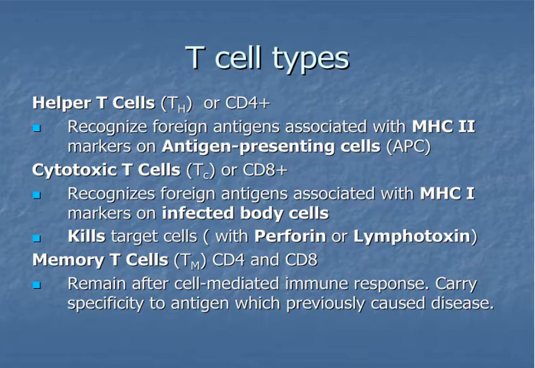On the other hand, cytotoxic T cells, their job is to destroy foreign antigens. So they're basically the hitmen of the T cell line. And we'll talk about how they kill their antigens in just a minute. And finally, we have memory T cells. Memory T cells remain behind after a cell-mediated immune response, so your immune system will be better at recognizing and dealing with an infection if it happens again.